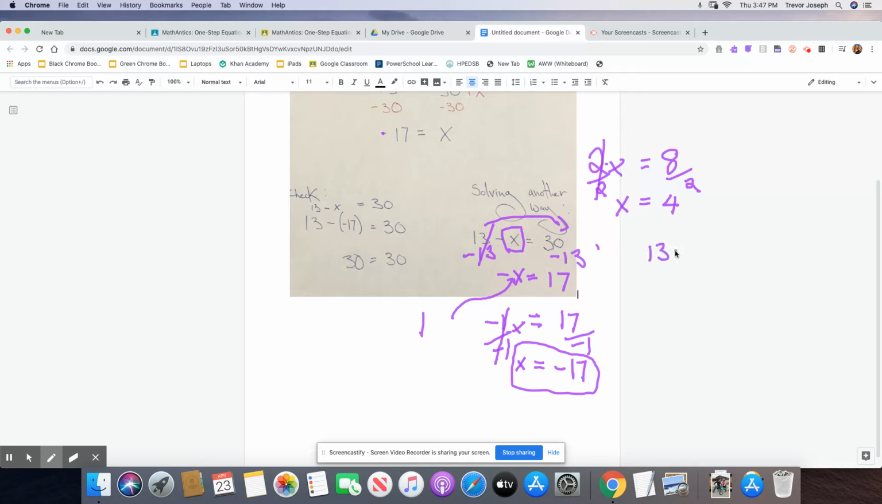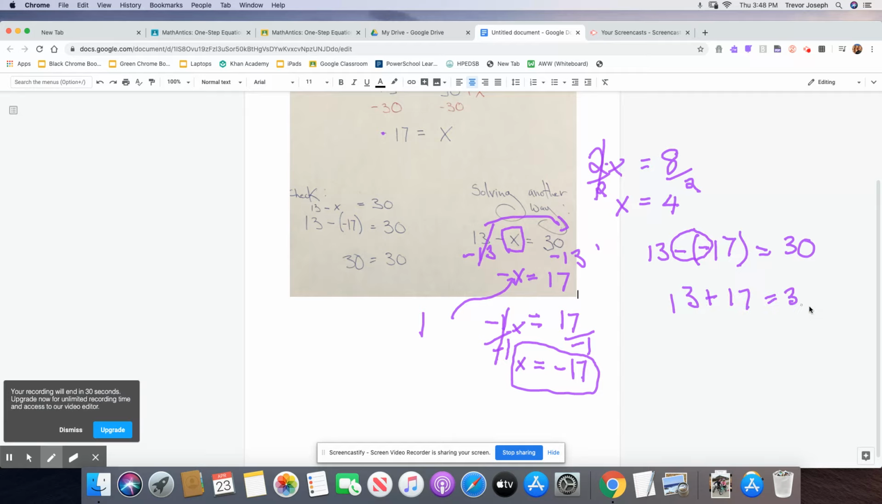So I'm going to do my check, and I have to substitute in for x, negative 17. And it has to equal 30. Well, we know our integer operations, or should. If we don't, we work on them. Perfect. So 13 plus 17 is 30. And it equals 30. So this method works well.